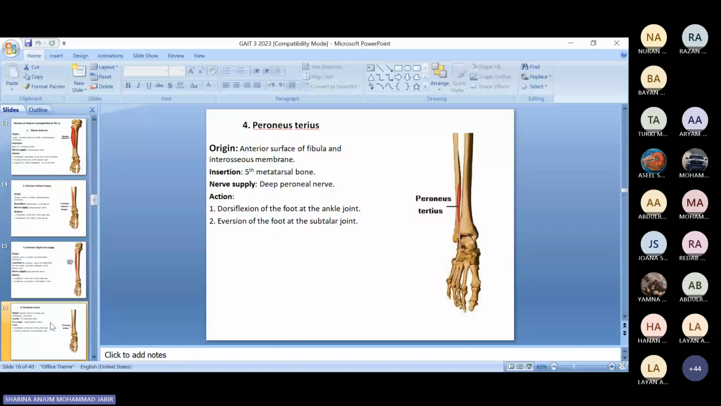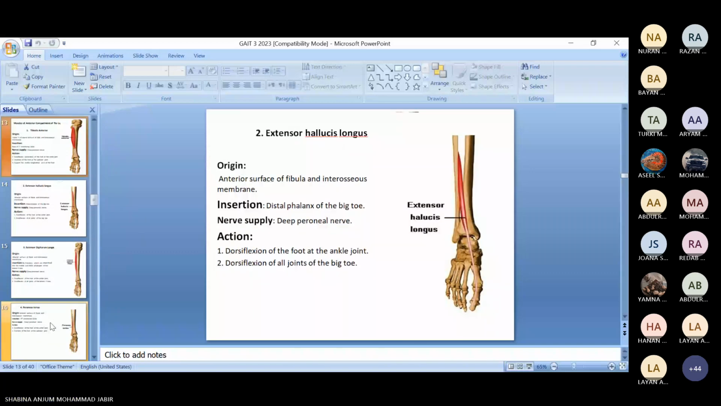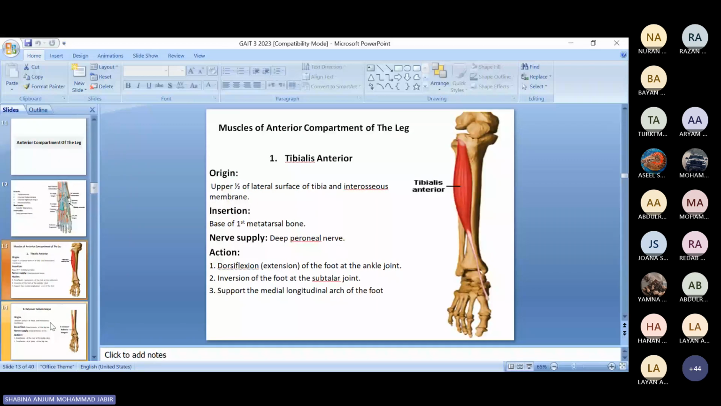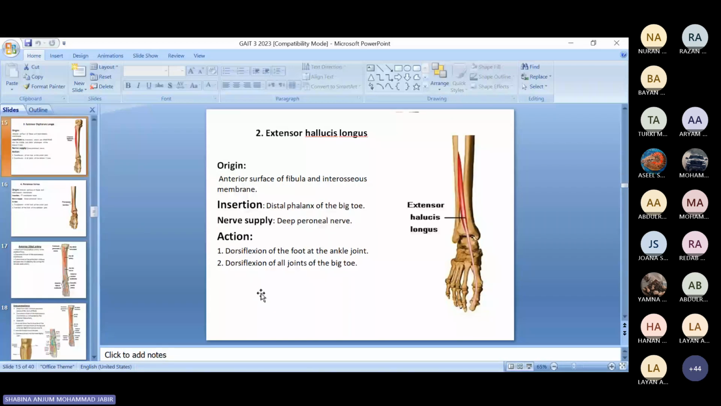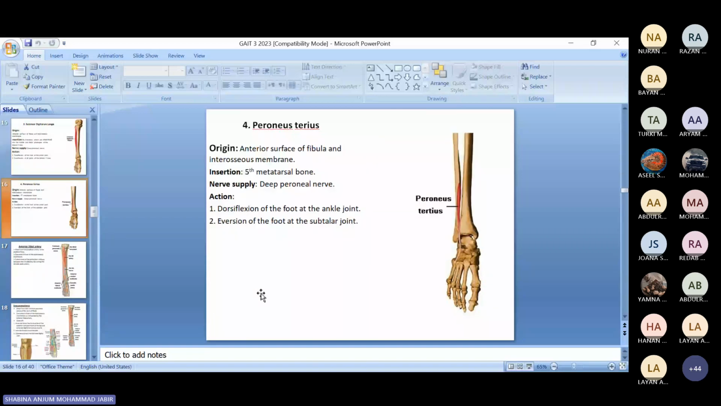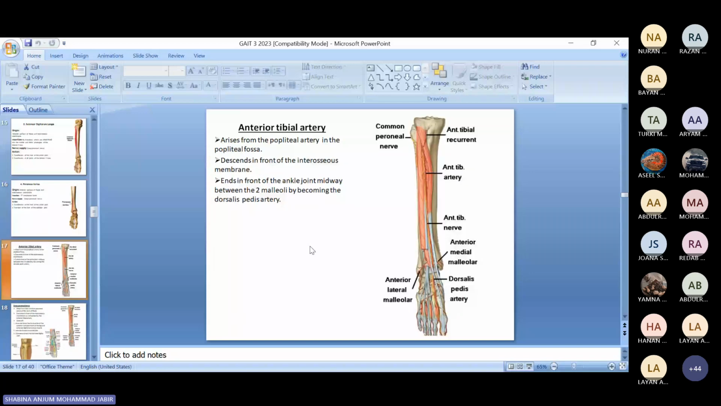You can compare here the action of the tibialis anterior: it is dorsiflexion with inversion. But when you see the peroneus tertius, you have dorsiflexion but with eversion. So there are some actions which you have to memorize, and in the practical sessions you can try to see the muscle's origin, action, and nerve supply.